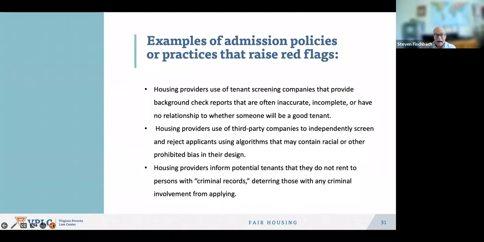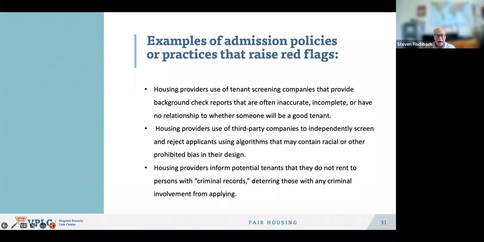happening. And then lastly, housing providers informing potential tenants that they do not rent to people with criminal records, thus deterring people with any criminal involvement from applying for housing. Now here, just because a landlord says, I'm not renting to people with criminal records, the analysis still has to go through that three-step analysis that I mentioned in the prior slide.